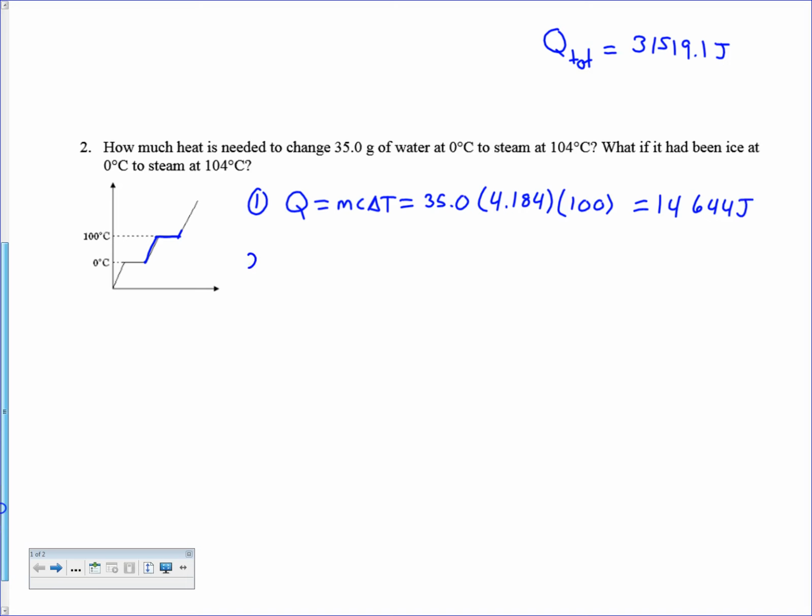Step number 2, we're going to boil it all. So for this one, we know delta H equals mass times heat of vaporization, which equals 35.0 times 2,256. That is 78,960 joules.